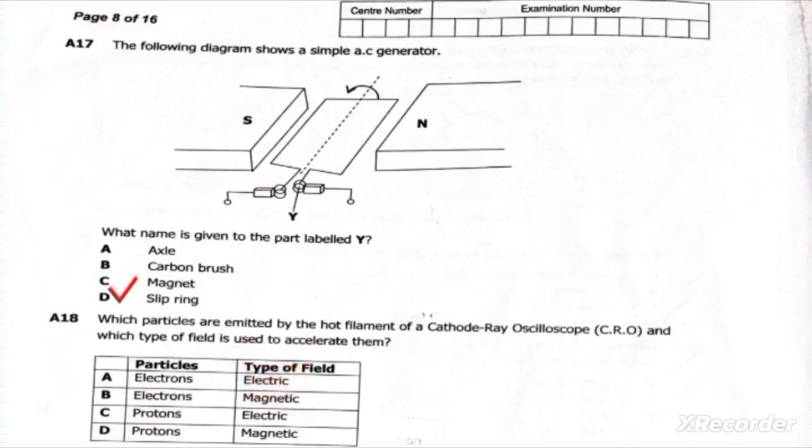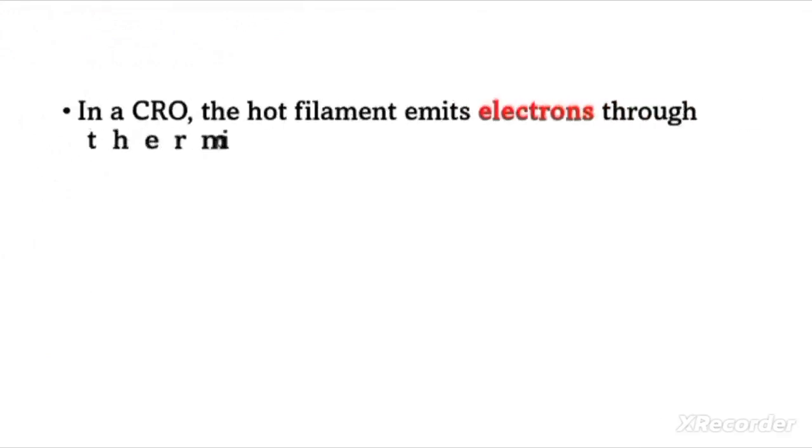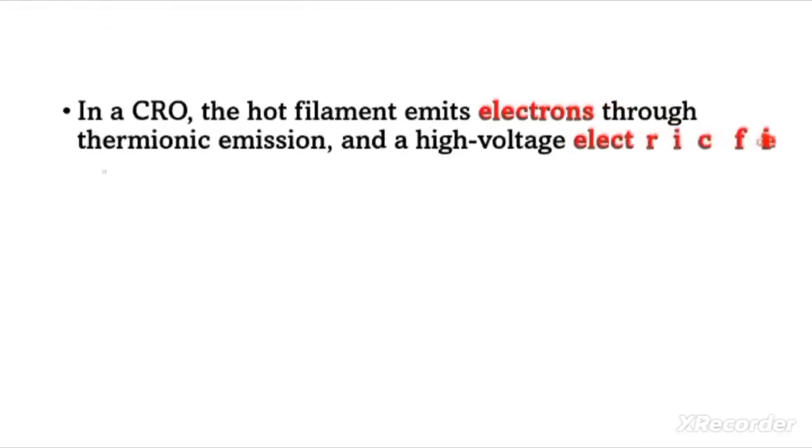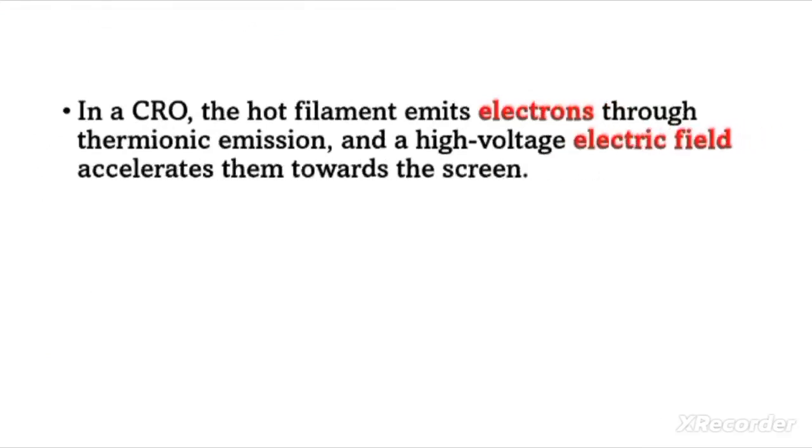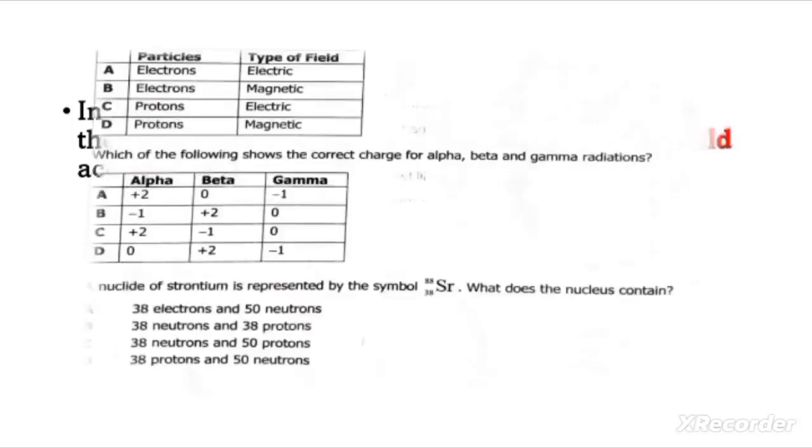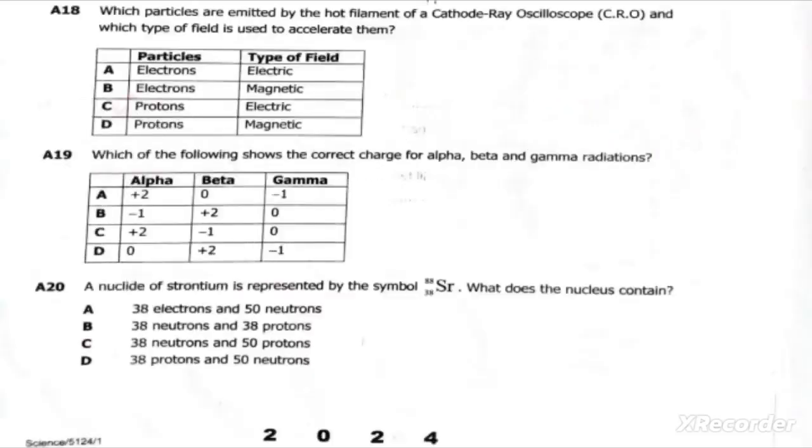Okay, so we also need to remember that in the cathode ray oscilloscope, the hot filament emits electrons, and electric fields are used to accelerate electrons towards the screen. So electric fields are the ones that are used to accelerate these electrons. Therefore, our correct answer is A.